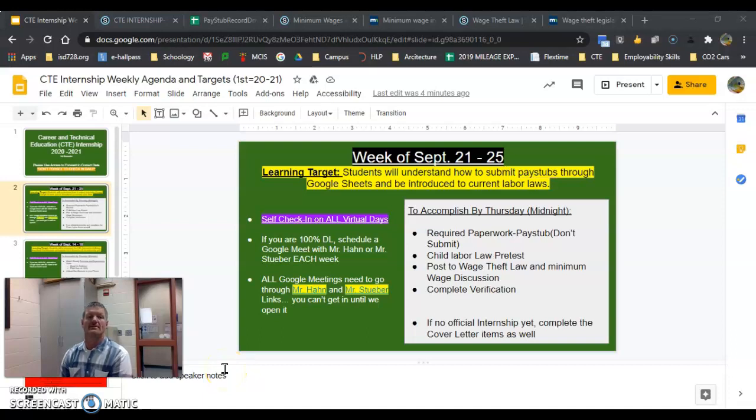Hey everybody, this week is September 21st through the 25th. Learning target: students understand how to submit pay stubs through Google Sheets and are introduced to the current labor law. So we're beginning the labor laws unit.